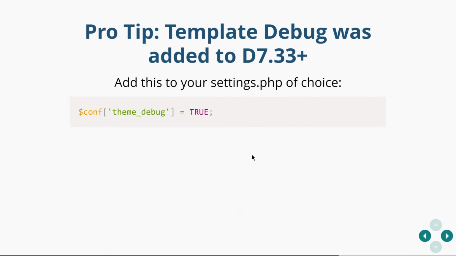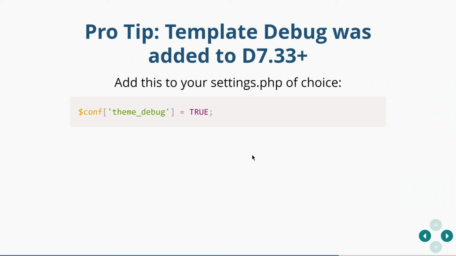And pro tip, you can do this in Drupal 7. If your version of Drupal 7 is 7.3.3 or up, you can add this 1 line to your settings file, and it will work. There's a million ways you can add that config, but that's my favorite because no one else has to see it.